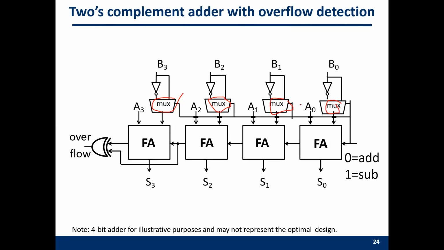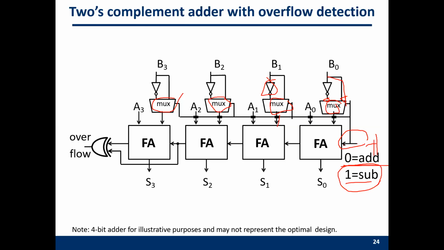The input of these mux is the inversion and the normal value of B. If we want to do the addition, we just use the normal value. Otherwise, if we want to do a subtraction, we do the inversion and select the NOT value here. And also, if this is the normal addition, the carry in of the least significant bit is 0. Otherwise, if we want to do a subtraction, we need to convert it to the 2's complement. We need to add 1 here.